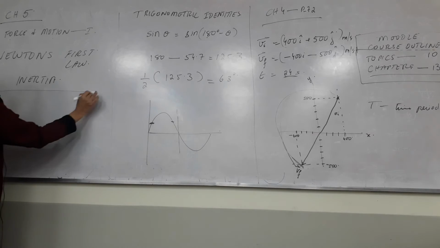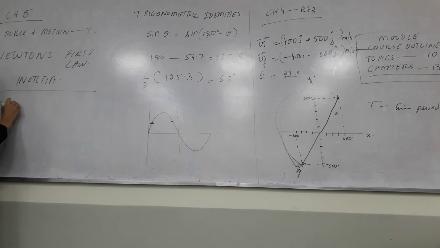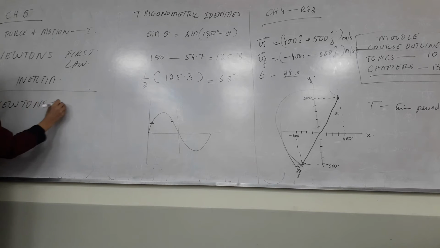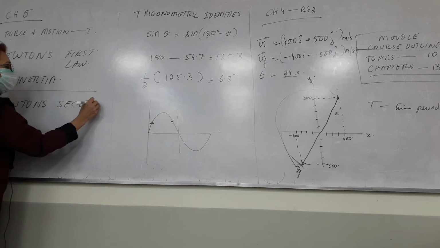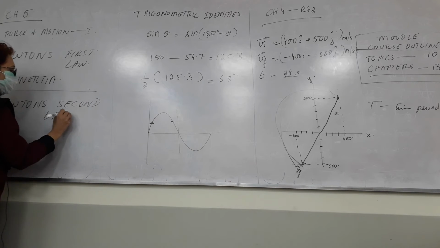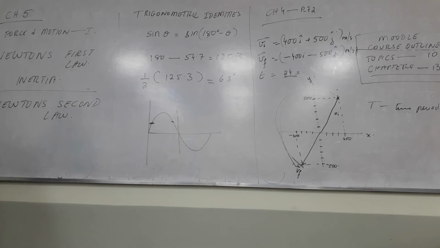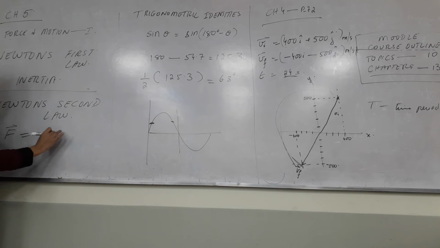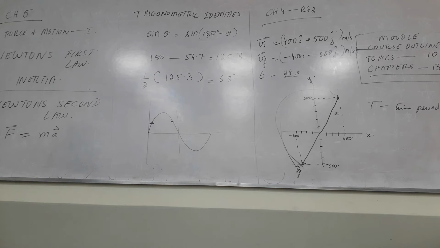What is Newton's second law? Again, Newton's second law is very simple but very useful. F is equal to ma, it gives you directly a relationship between force and motion. Again, remember, force is a vector quantity, acceleration is a vector quantity, and mass is a scalar quantity.